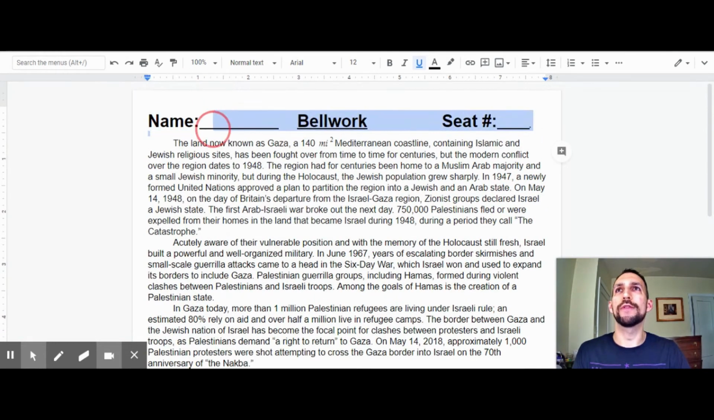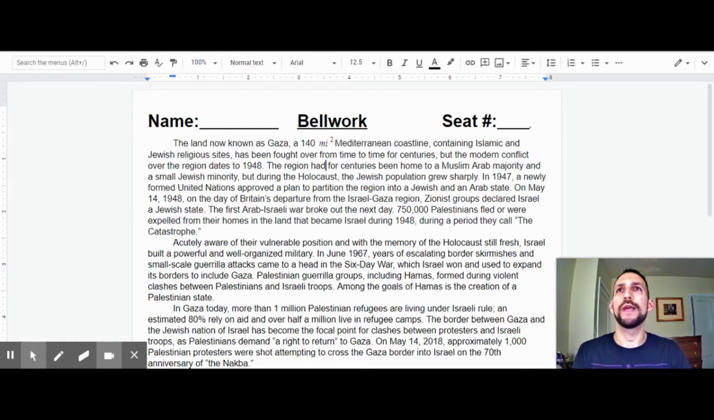So the reading opened with just telling us what Gaza was. So modern conflict. Well, that doesn't tell us who or what is going on. Okay, so Muslim Arab majority and a small Jewish minority. Holocaust. This doesn't seem like it's about the Holocaust. It seems like it's about the time period after. So this is just the setup.